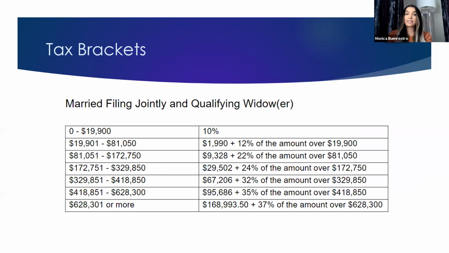Okay, so these are the tax brackets. Very simply, on the tax brackets, we are using the married filing jointly.